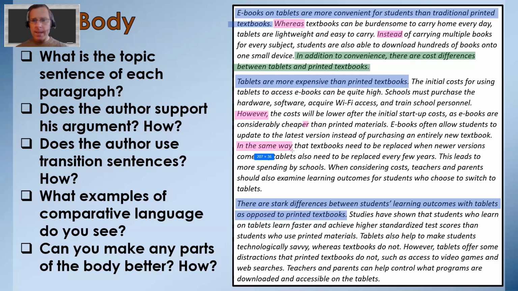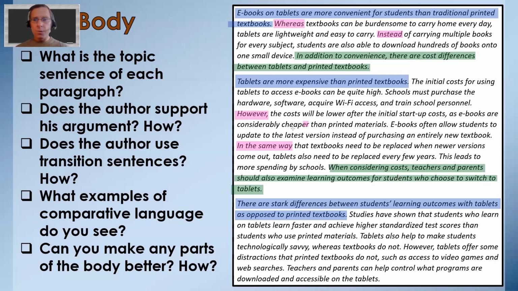In the same way that textbooks need to be replaced when newer versions come out, tablets also need to be replaced every few years. This leads to more spending by schools. When considering costs, teachers and parents should also examine learning outcomes for students who choose to switch to tablets. So again, if I go to that last sentence, I can see the author is using this sentence to transition to the next point of comparison.